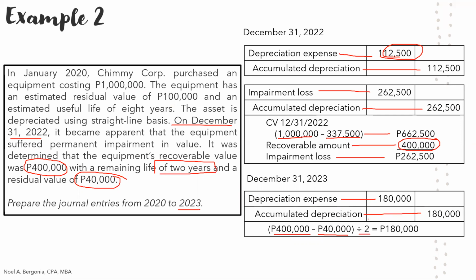Okay? So any questions or clarifications? Going once, going twice. Okay, so that is our example number 2. If you have questions, please let me know in our respective chat boxes. Okay? So we're now going to proceed with the next example. By the way, before we end example 2, one more thing: the carrying value at the end of 2023 was 220,000. Okay?